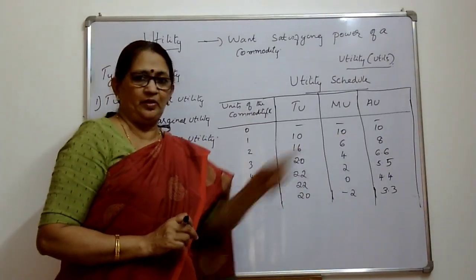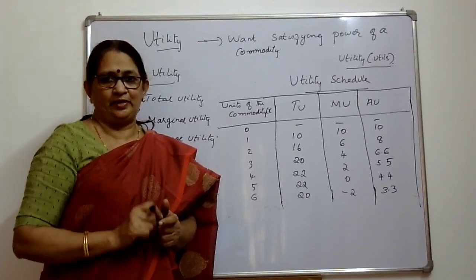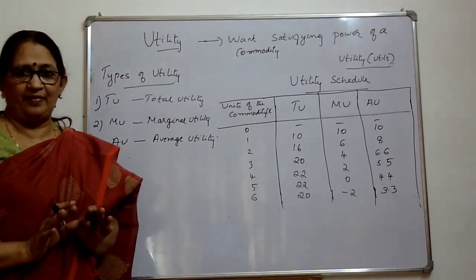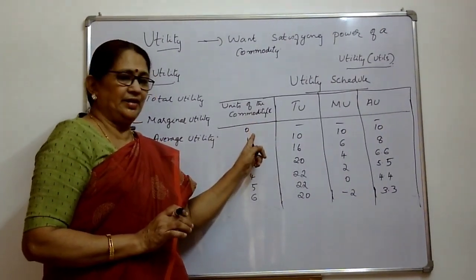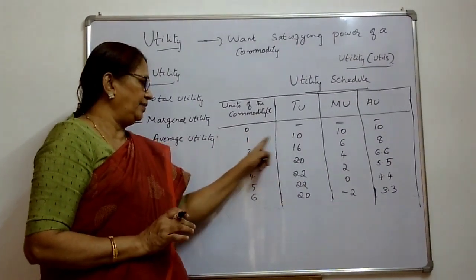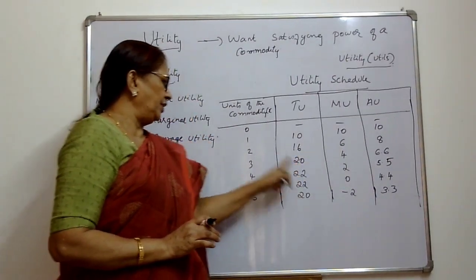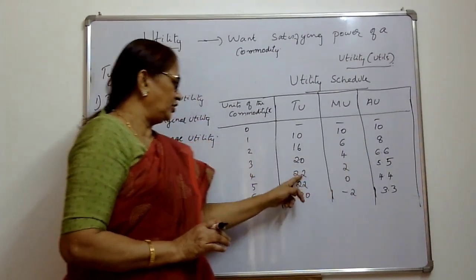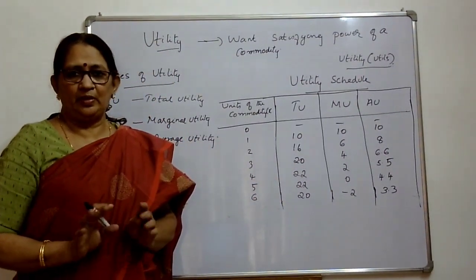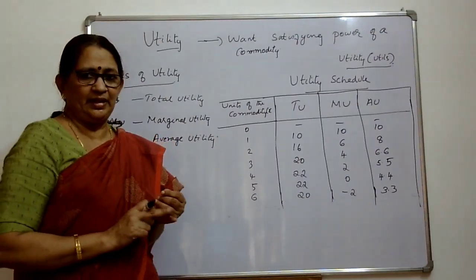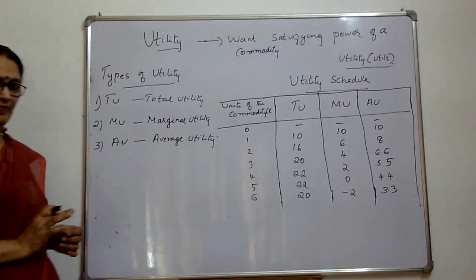So what is average utility? It is per unit utility, per unit satisfaction. How is it calculated? Total utility divided by number of units consumed. 10 by 1, 10. 16 by 2, 8. 20 by 3, 6.6. 22 by 4, 5.5, and so on. Okay. So, total utility, marginal utility, average utility.